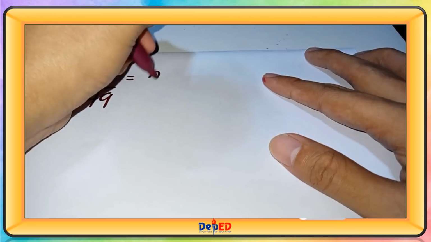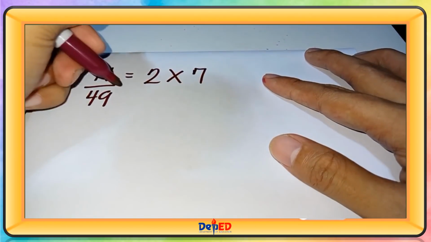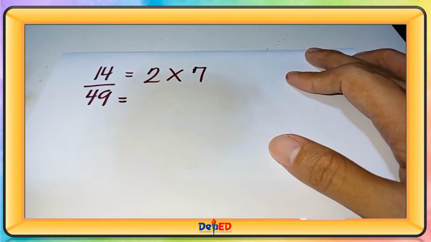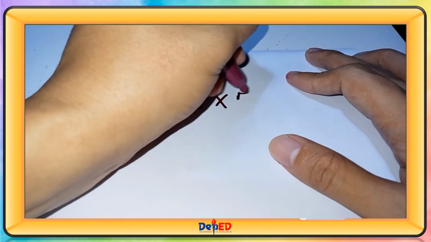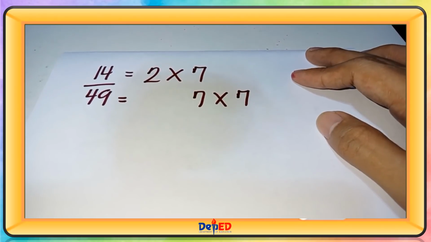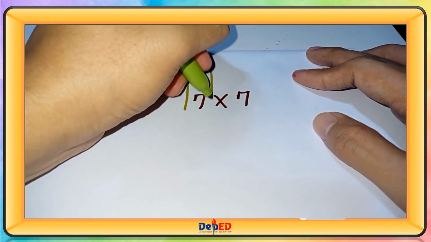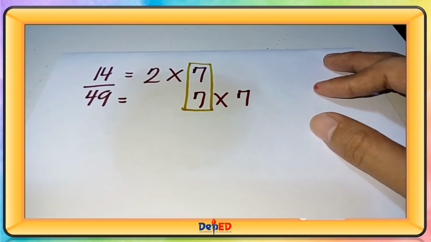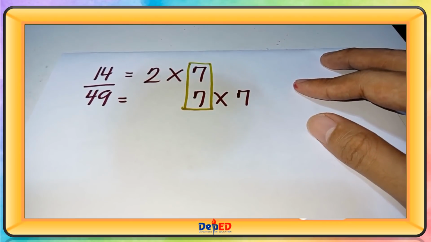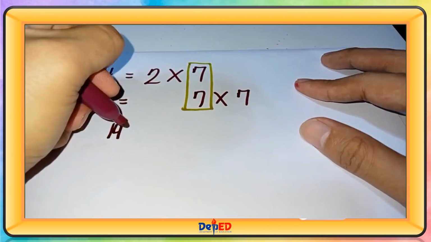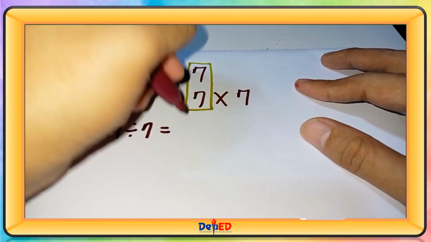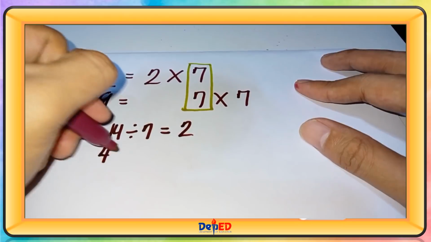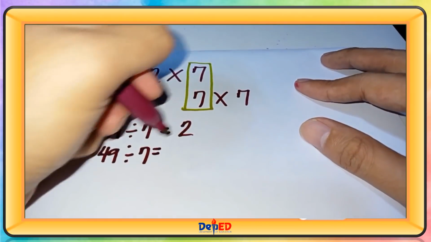14/49. The prime factor of 14 is 2 times 7, while 49 is 7 times 7. We have one common factor, which is the number 7. 14 divided by 7 equals 2. 49 divided by 7 equals 7.